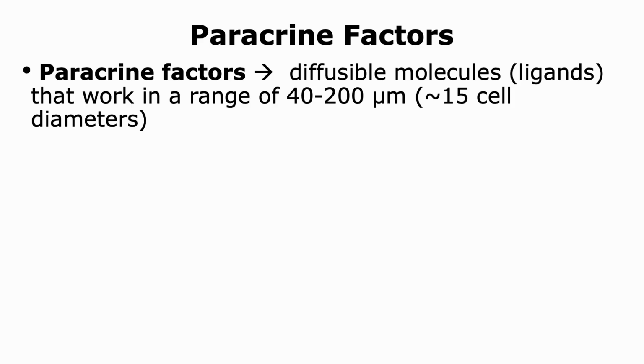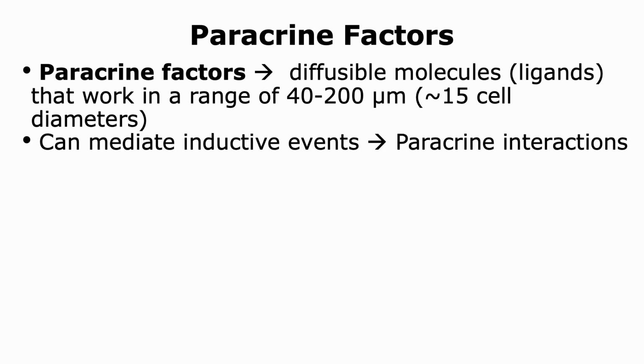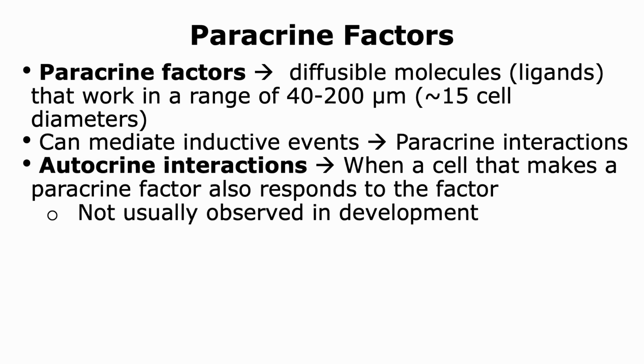Paracrine factors are diffusible molecules made by cells that can act as inducers or ligands. They work in a short range of 40 to 200 micrometers, which is roughly 15 cell diameters. Paracrine factors can mediate inductive events through interactions called paracrine interactions. Now, autocrine interactions are interactions when a cell that makes a paracrine factor is also able to respond to that factor. We normally do not observe autocrine interactions during the processes of development.